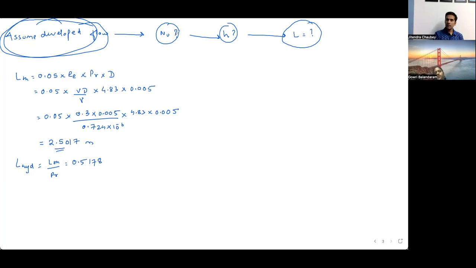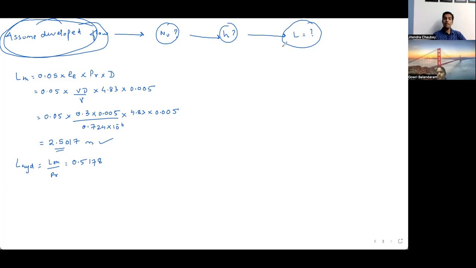Find the Nusselt number, find the H and find the L. And then compare it with this value. If you have assumed developed flow, and if this value comes at 2.6, 2.7, 2.8 or 3, then your assumption is right, you can proceed and that is the final answer.